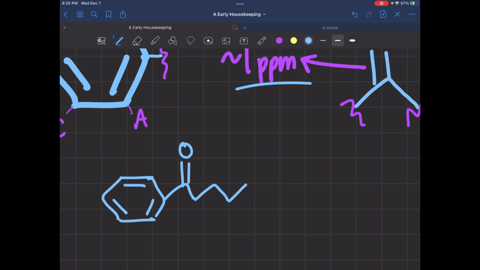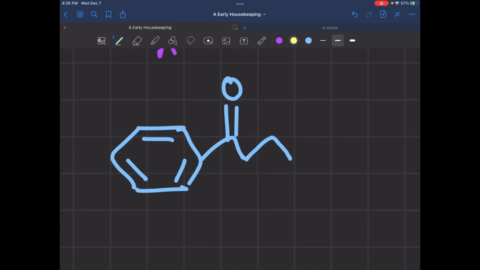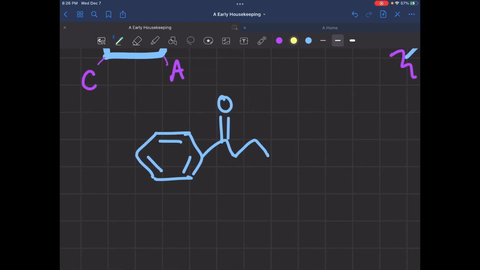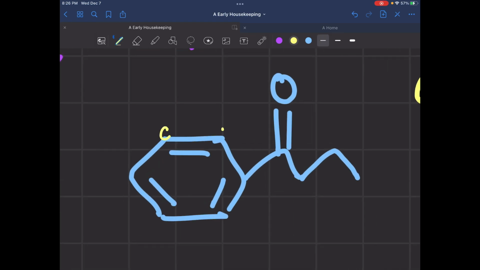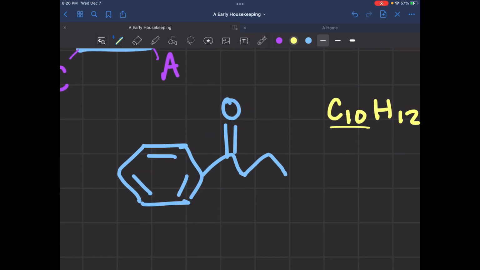I feel like I have 1 too many carbons. Let me see. I do. Like that. Let's count our carbons, just to see if we got all the pieces in there. Because remember, let's recall our formula that we came up with was C10H12O. Let's count some carbons. 1, 2, 3, 4, 5, 6, 7, 8, 9, 10. Beautiful. I love it. We got our 10 carbons.